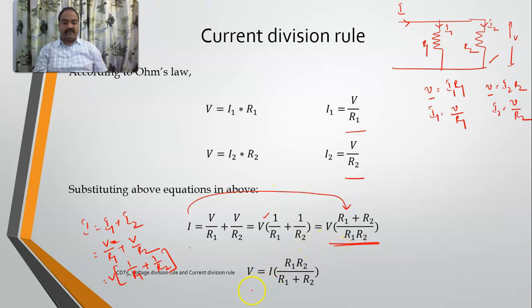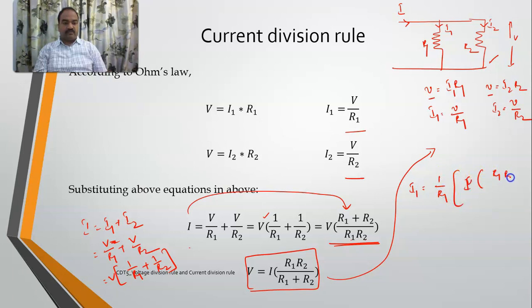So if I take V is equal to this, this is the equation. Now if I substitute this one here, what is I1 now? It is 1 by R1 into I into R1 R2 by R1 plus R2. If I strike out the common terms, see, this is the expression.